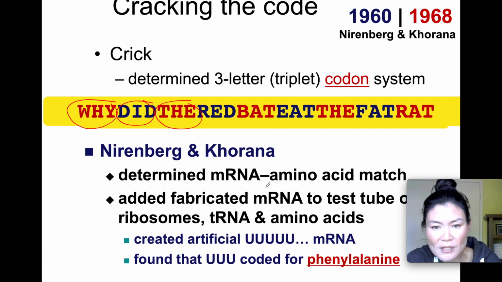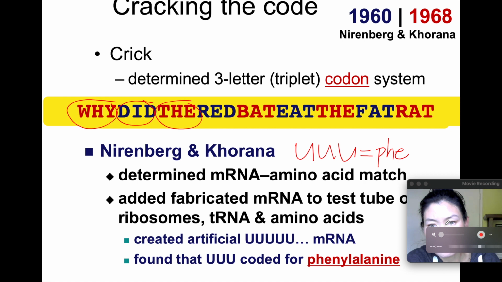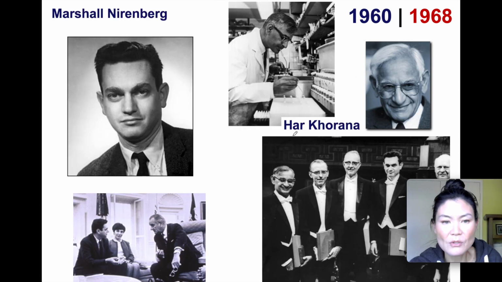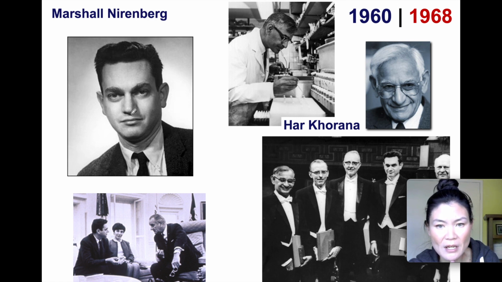And the very first codon that they discovered was UUU. They determined that UUU codes for an amino acid, phenylalanine, or PHE, okay? So here's a picture of Nirenberg and Khorana. Nirenberg was an American geneticist, and Khorana was Indian, so he's from Asia, India. They worked together and helped discover that the codon UUU codes for the amino acid phenylalanine, and they won the Nobel Prize for their discovery back in 1968.